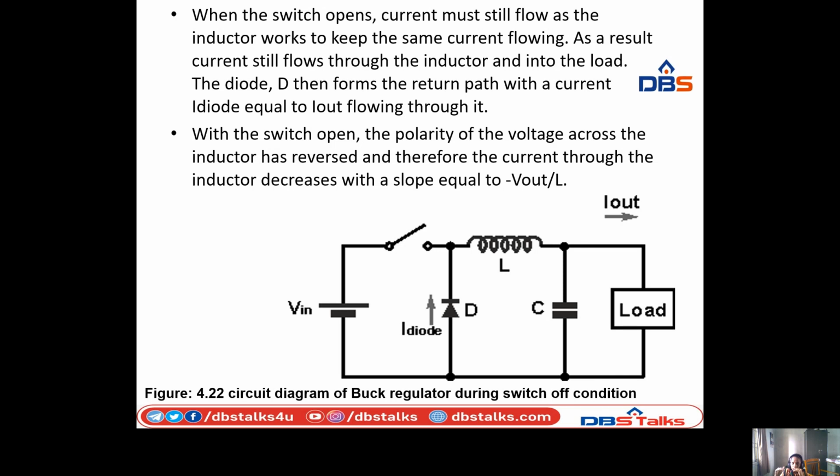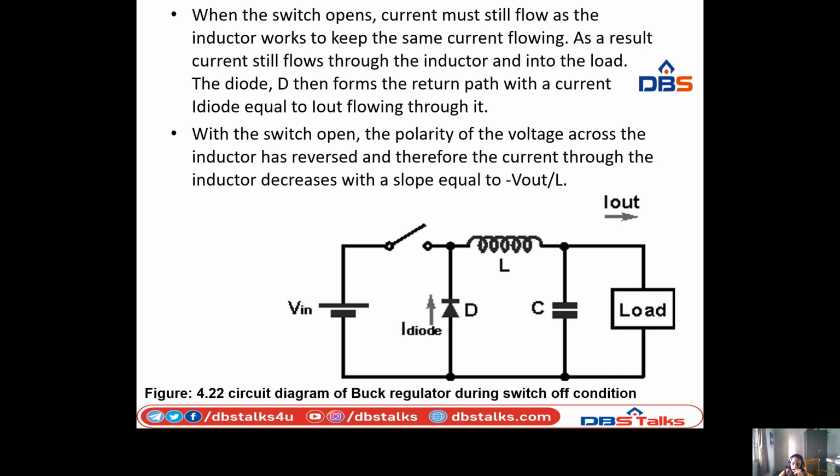When the switch is open, the polarity of the voltage across the inductor is reversed, and therefore the current through the inductor decreases with a slope equal to minus V out by L. This is the circuit diagram for a buck regulator when the switch is in the off condition.